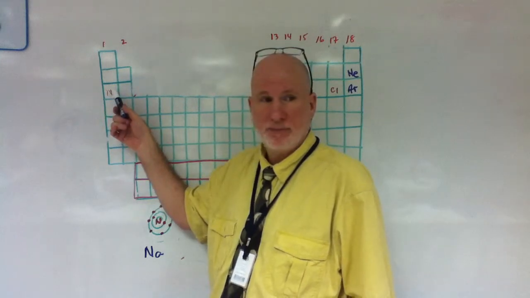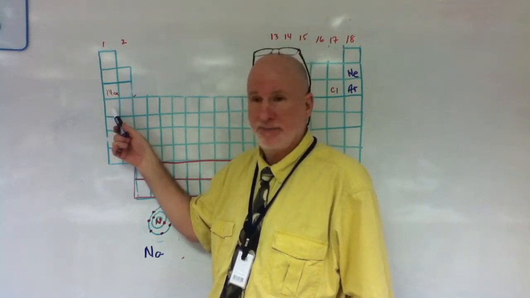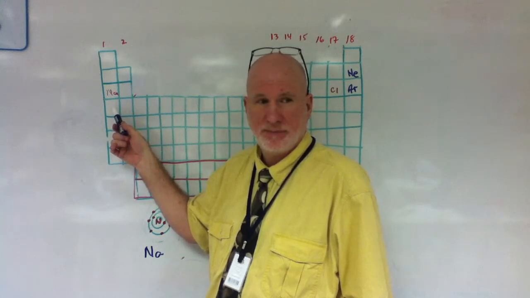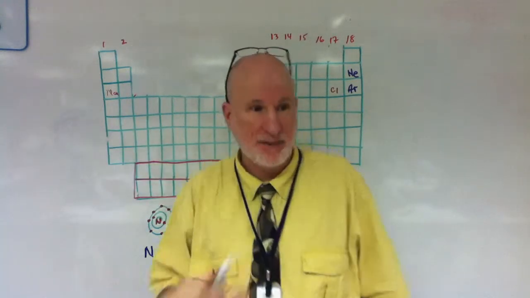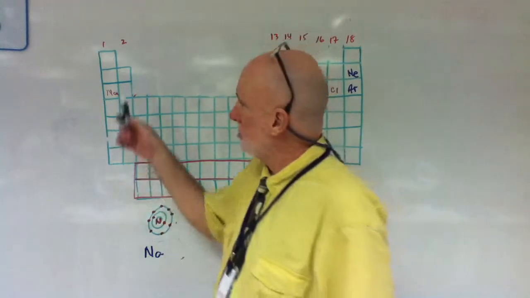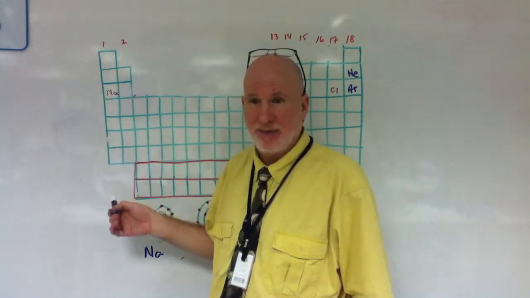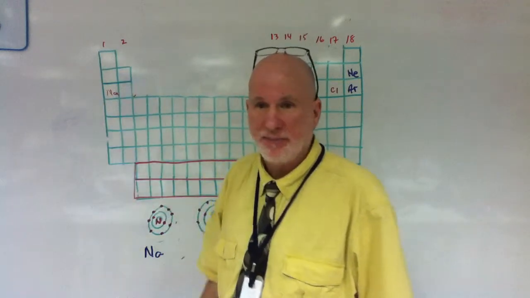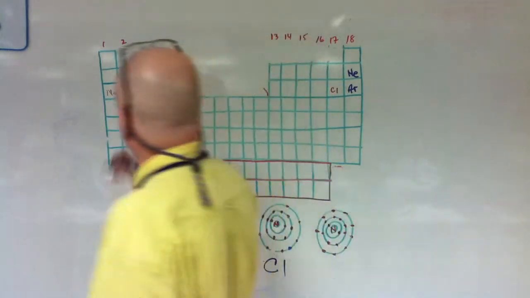Sodium, neon. Potassium, argon, etc., right? Aren't all of these going to lose one electron to be stable? So what's the charge of everything in that column? +1.